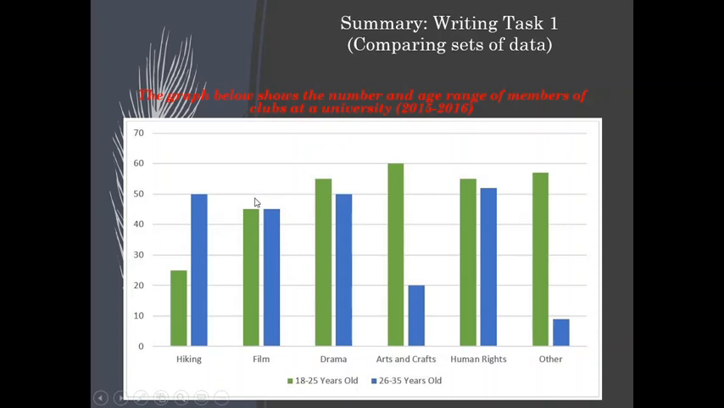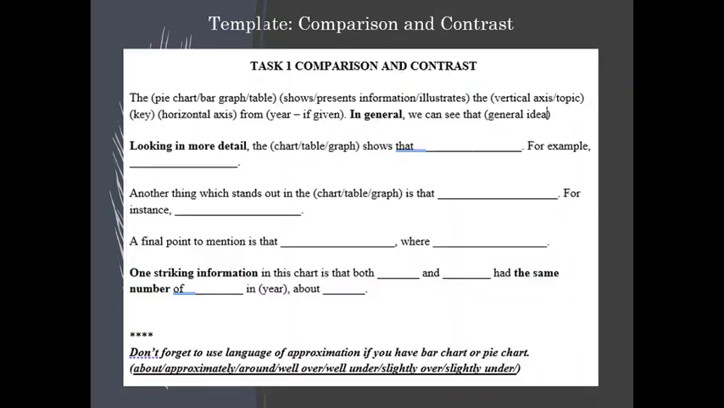All right. So I have here a template. It's just like a guide to help you in writing comparison and contrast. So we have here your introduction and we have here the body of your paragraph. So we have here the pie chart, bar graph, table, depends on what data you have. It can either be a pie chart, a table, a graph, or a line graph. So you have to just take a look at what is presented to you.